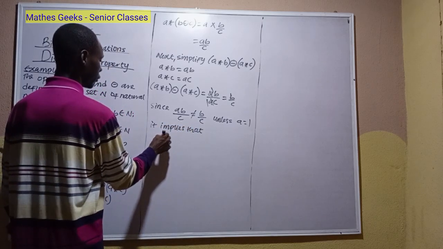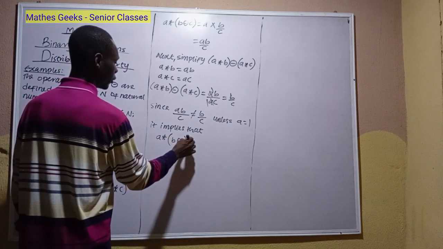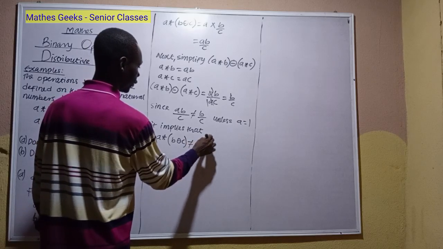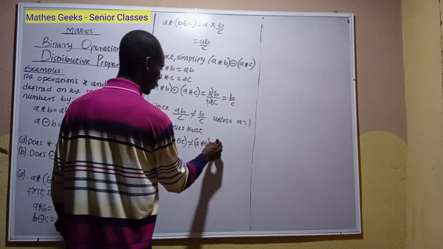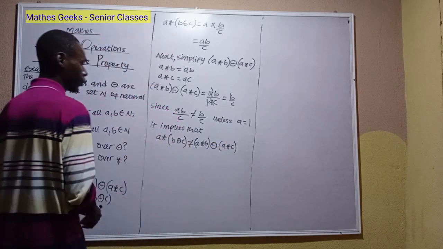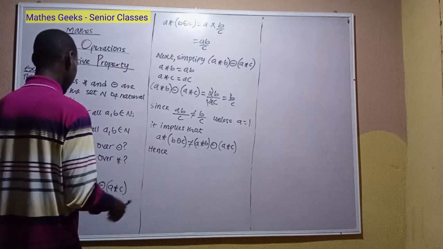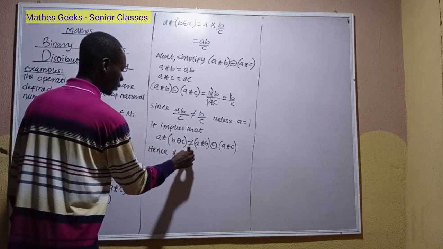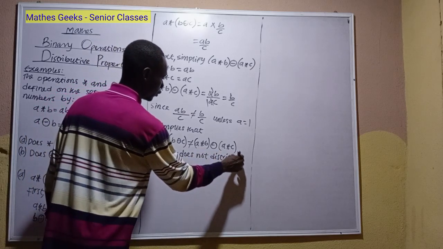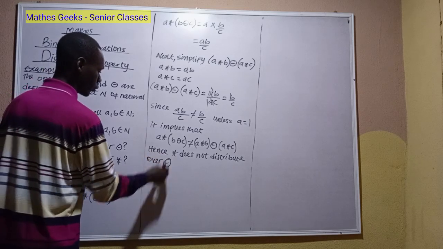A star B operation C is not equal to A star B operation A star C. So hence, star does not distribute over O.